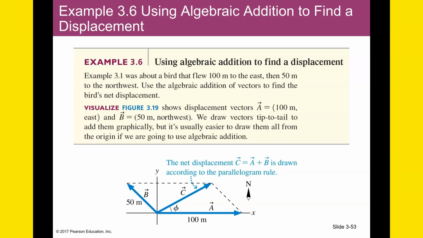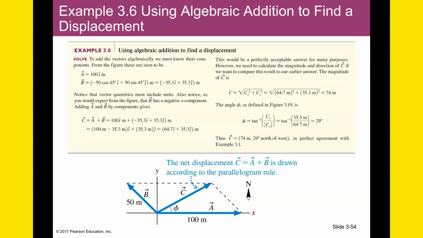Example 3.1 was about a bird that flew 100 miles to the east, then 50 meters to the northwest. Use algebraic addition of vectors to find the bird's net displacement. I'm not going to do that because that's exactly how I showed you to do it the first time. I think that was a lot easier than having to use law of cosines and such.